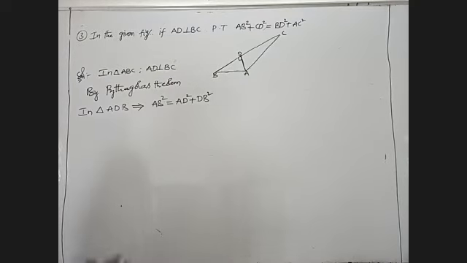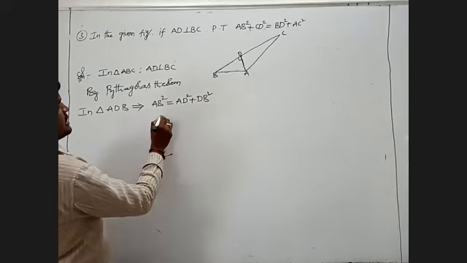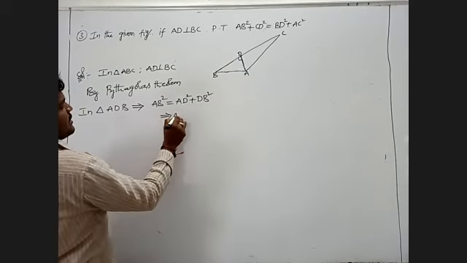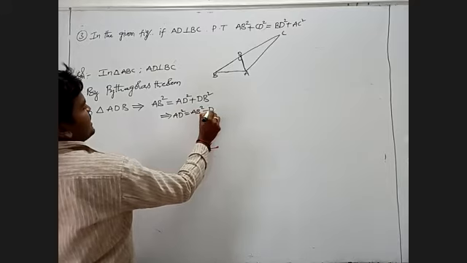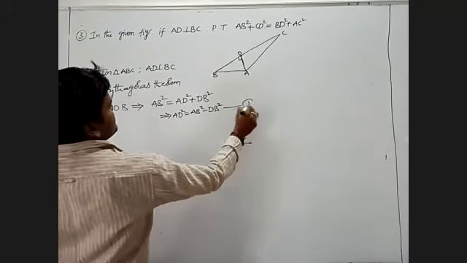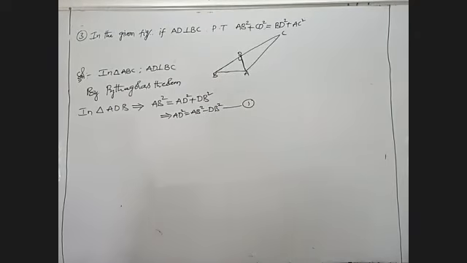Here AD square is nothing but AB square minus DB square. I will write this as my equation number 1: AD square is nothing but AB square minus DB square.